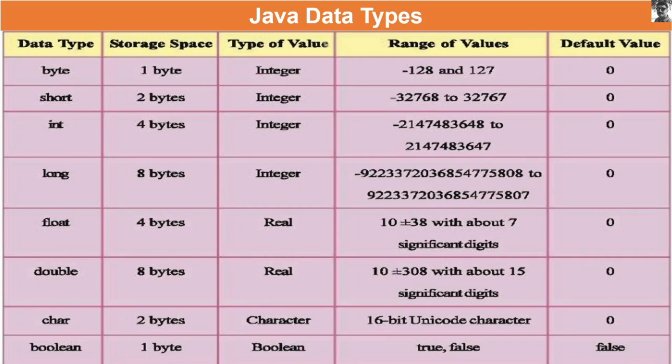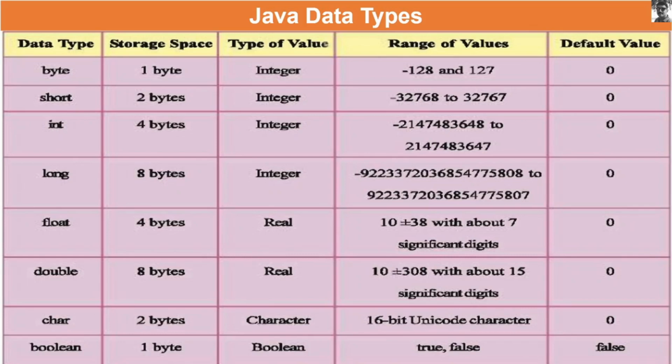What kind of value can it store? The first four, that is byte, short, integer and long, can store integer numbers, whole numbers. Whereas float and double can store real numbers, numbers with or without a decimal point. Character can store a character, and Boolean can store a Boolean value, true or false.